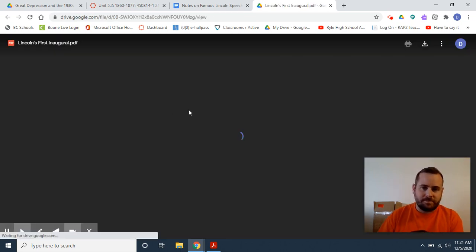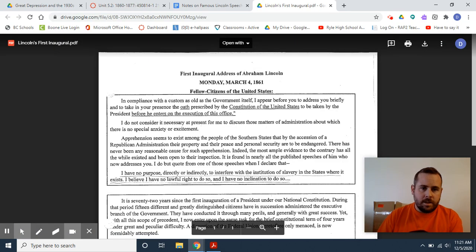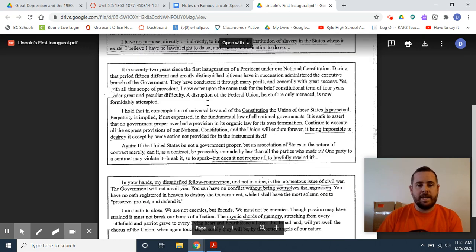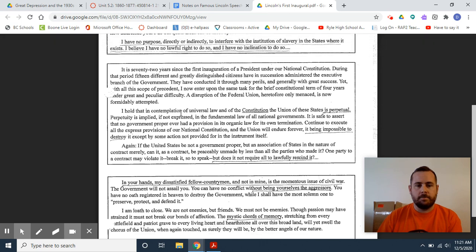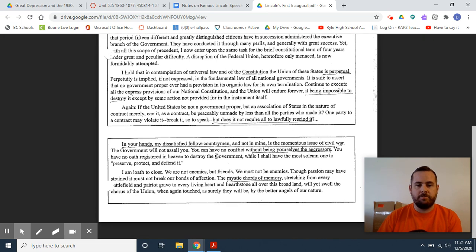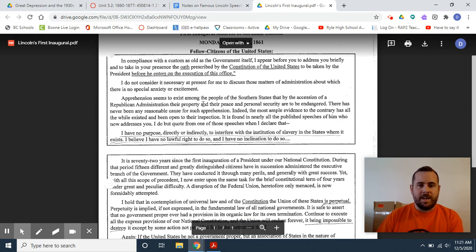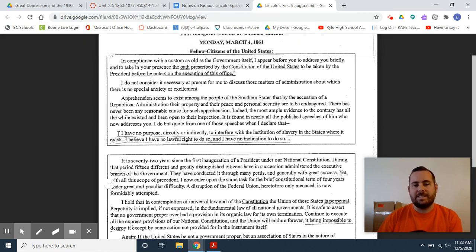These are just excerpts, so it's not the whole speech. We got a little bit from the beginning, a little bit from the middle, and a little bit from the end. But in this opening part of the inaugural, he says this: as president, I have no purpose, directly or indirectly, to interfere with the institution of slavery in the states where it exists.